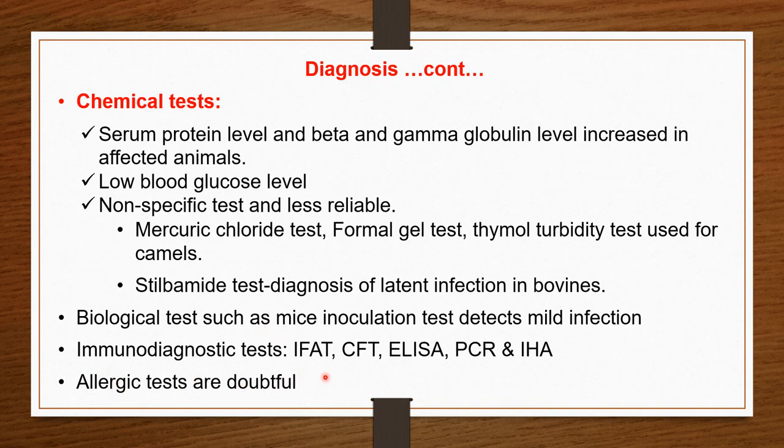Immunodiagnostic tests are indirect FAT, complement fixation test, ELISA, PSR, and IHA, which also give a precise diagnosis. Allergic tests are also performed, but nowadays they are not performed and they are a doubtful test.